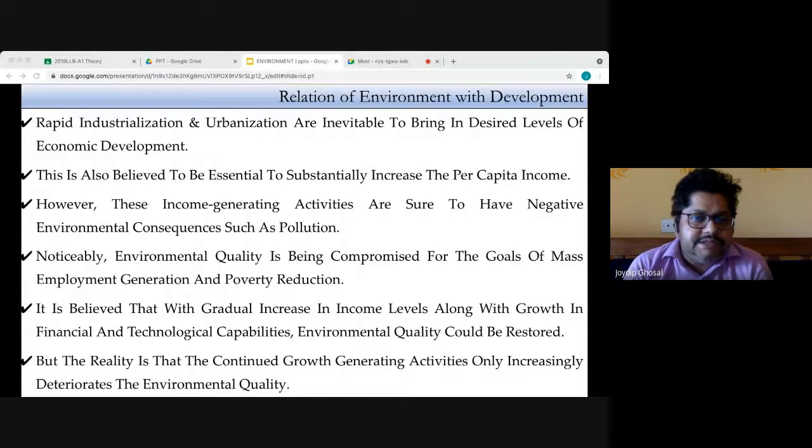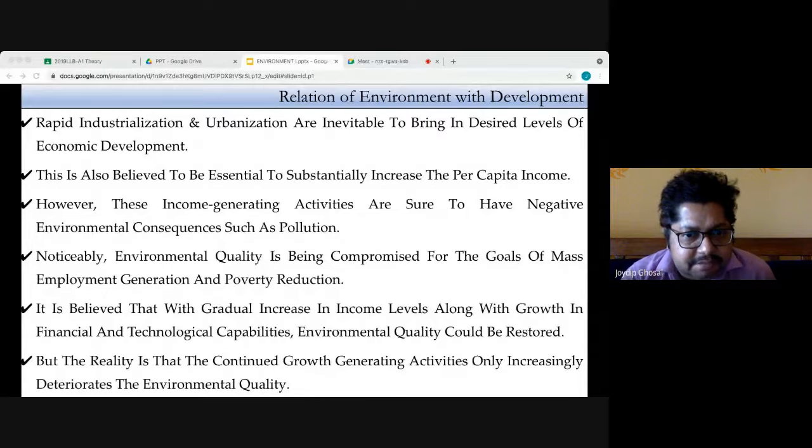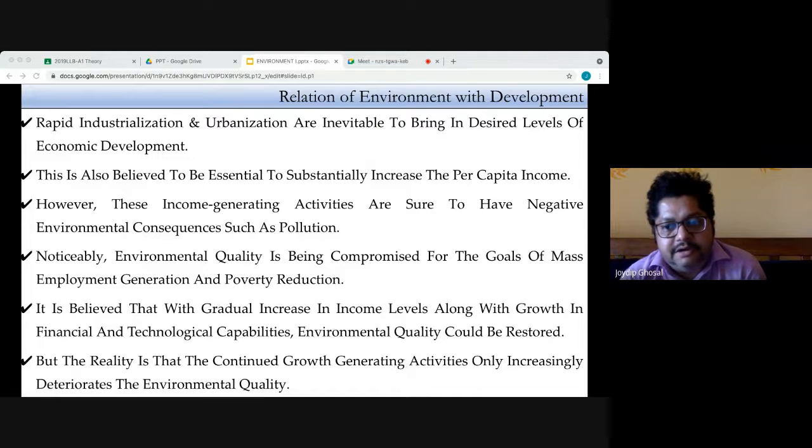In the next way, we can say that it is believed that with the gradual increase in income levels, along with growth in financial and technological capabilities, environment quality could be restored. But the reality is that continued growth generating activities only deteriorate the environmental quality.